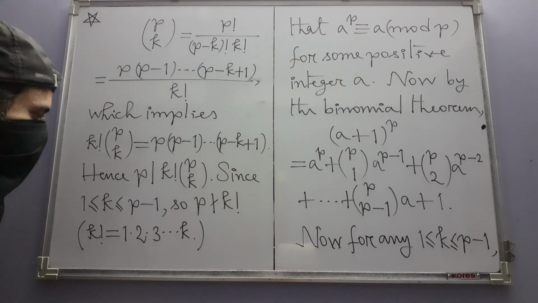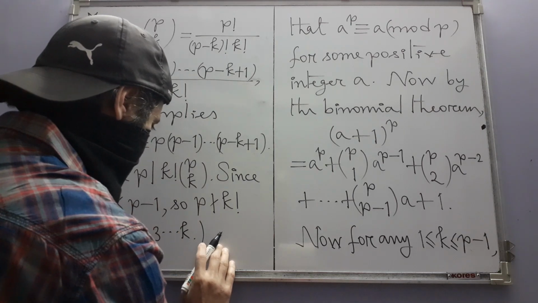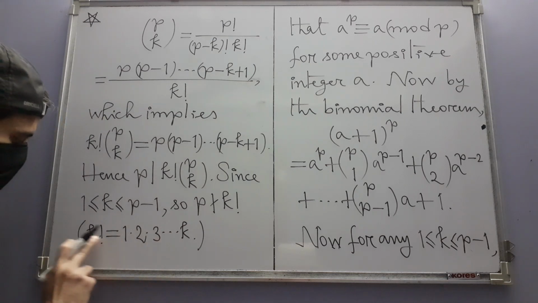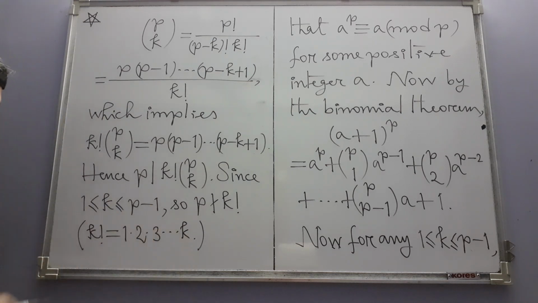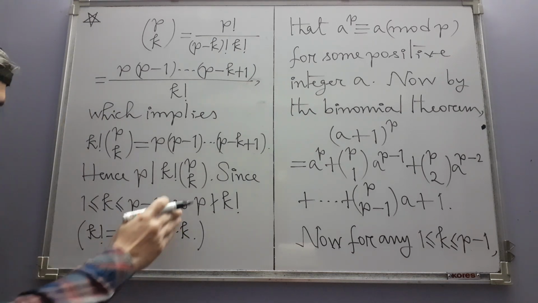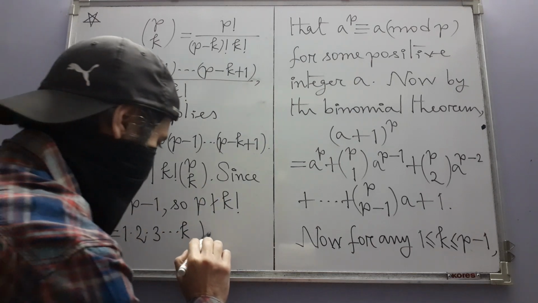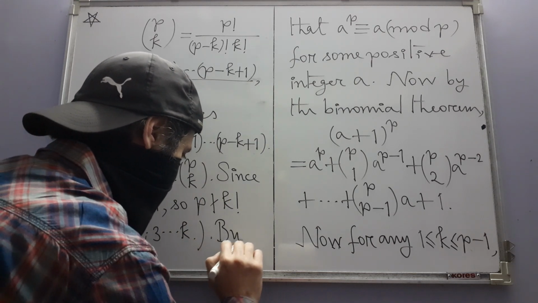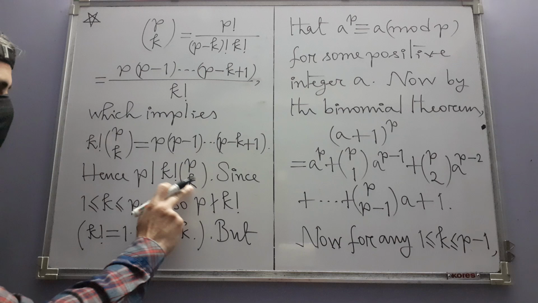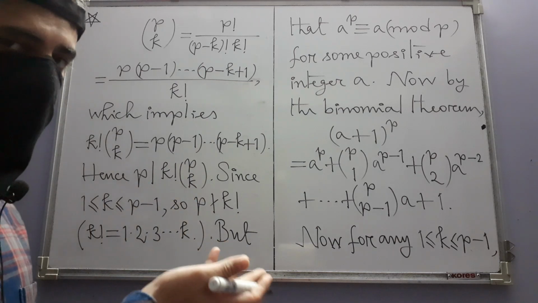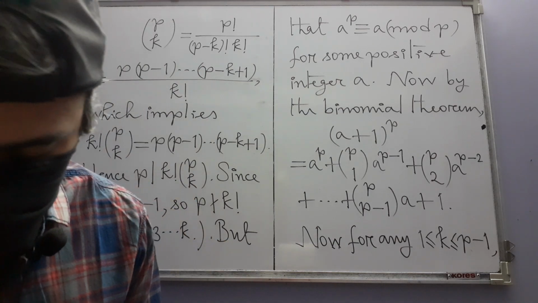Okay. You can write within brackets there, note that k factorial is equal to this. That indicates why p does not divide k factorial. But then p has to divide this, which is what we were claiming there.